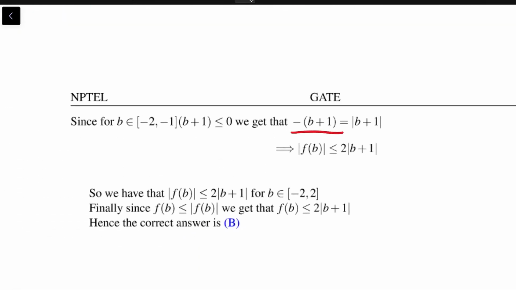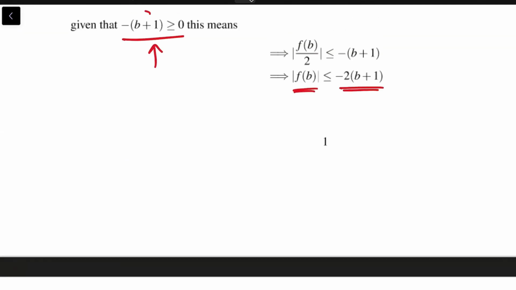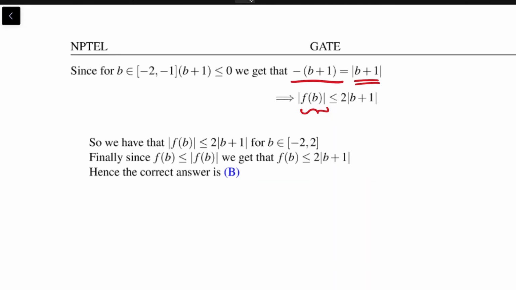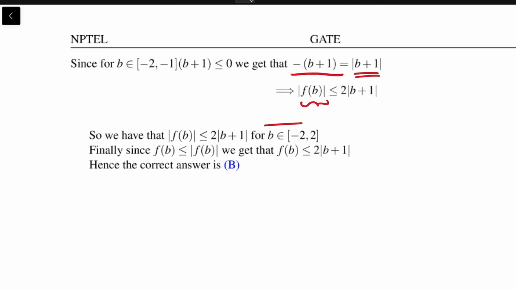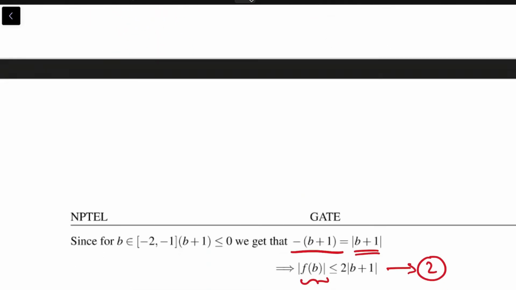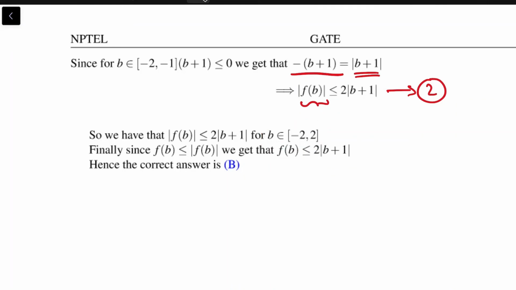Finally, we can replace minus b plus 1 by mod of b plus 1, because remember we just said that it was greater than 0, and we will get that the absolute value of f of b is less than or equal to 2 times mod of b plus 1. So for the entire region, we've gotten the same inequality in 2 regions, which means it is true for the union of those regions, which is the interval in question.